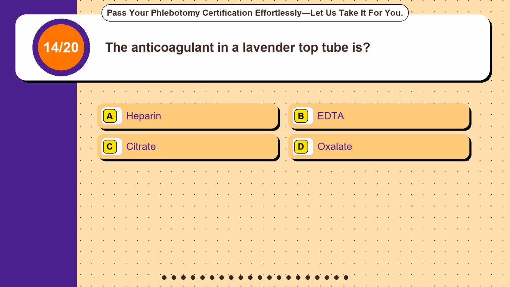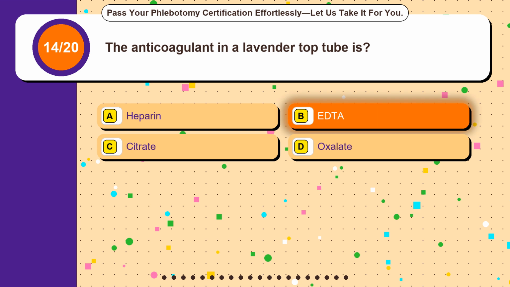Question 14. The anticoagulant in a lavender top tube is: option A, heparin. Option B, EDTA. Option C, citrate. Option D, oxalate. The correct answer is option B, EDTA.